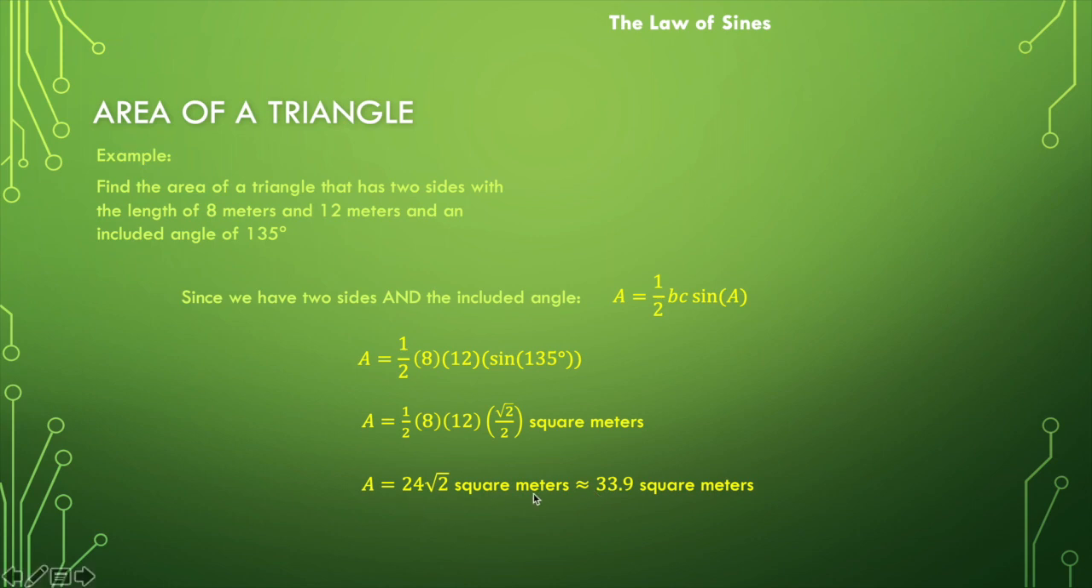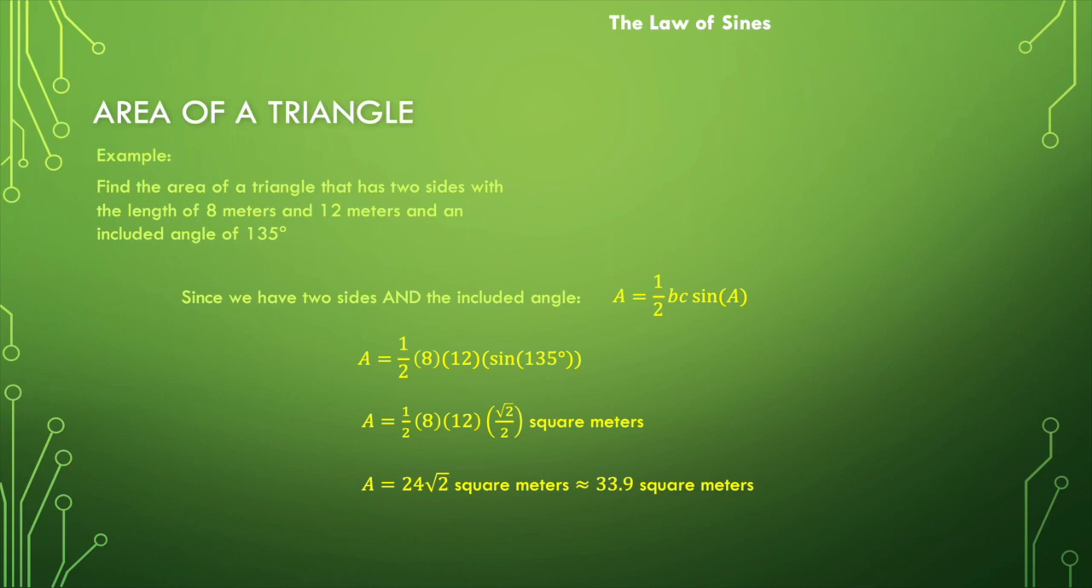Both of these representations of area are valuable. One is precise, and the other we relate to a little bit better, right? 24 square root of 2, we don't really know what that means, but when we look at the decimal approximation, you say, oh, well, that means that it's about 34 square meters, right? So knowing how to find both of those is valuable.